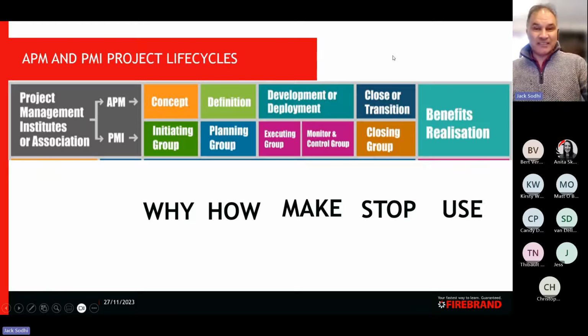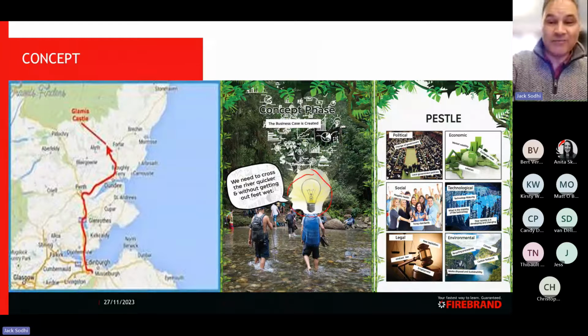But then the different methods we can see use slightly different words. And we're going to have a quick look at a typical life cycle. You can see here the person wanting to cross a river has an idea because they're getting their feet wet and they don't want to get their feet wet.